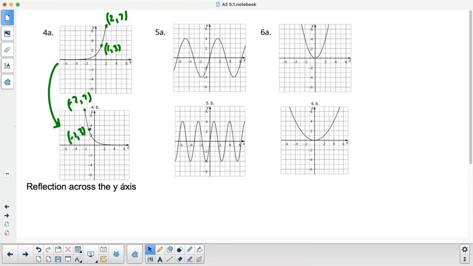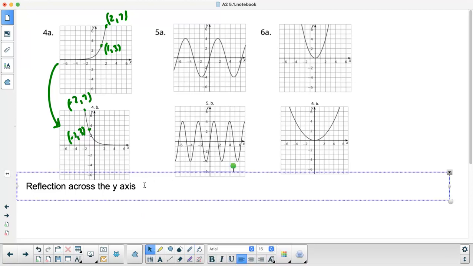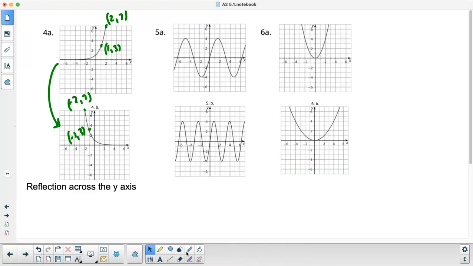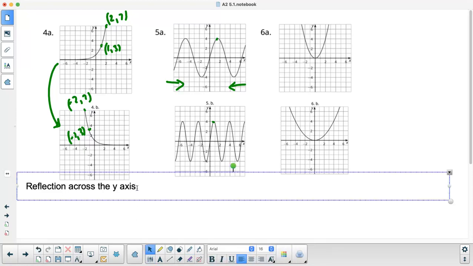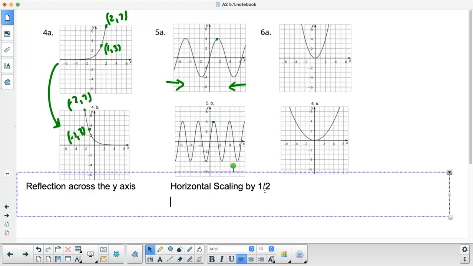All right, now the next one is a little trickier because it gets compressed in. Okay. See how everything gets squeezed in. If I find a point here, like this point right here, I'm at about 1.5, and then all of a sudden I'm at about 3/4. So this one looks like a horizontal scale by 1/2. Okay, now sometimes they say horizontal compression. You might see that word too. Horizontal compression by 1/2. Either one would be fine.